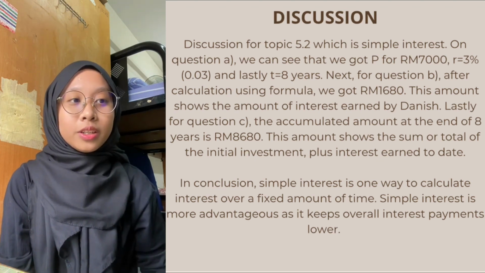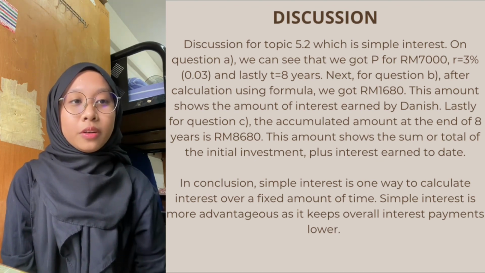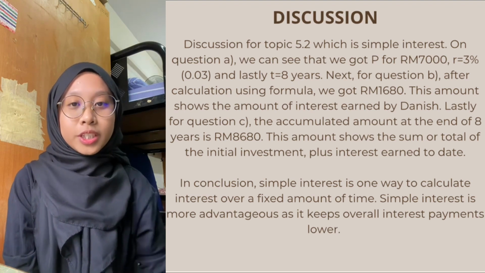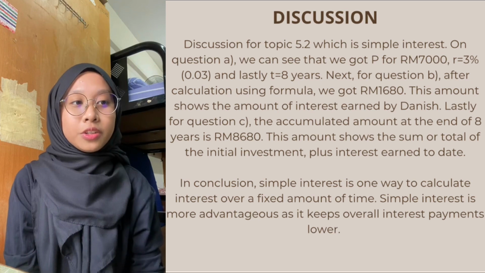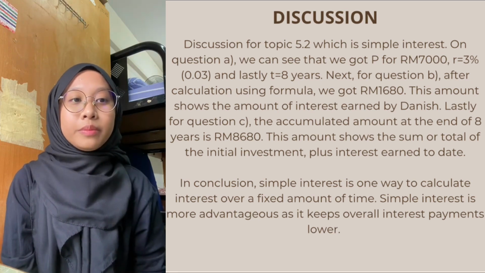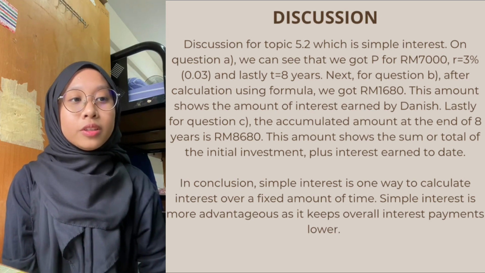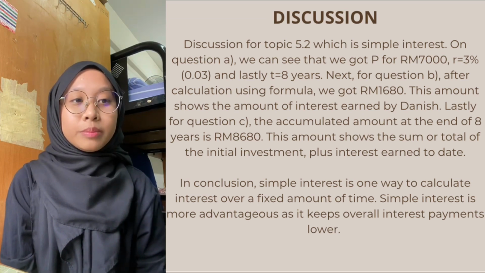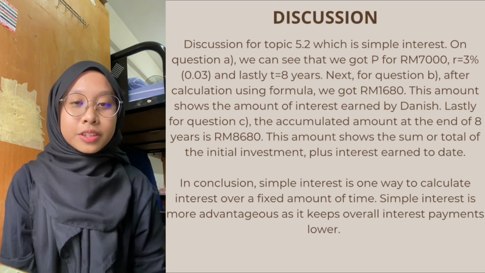So for discussion topic 5.2, which is simple interest. On question A, we can see that we get P as 7,000. R, the rate, is 3%, which is 0.03, and lastly T is 8 years. Next, for question B, after calculation using the formula, we get 1,680. This amount shows the amount of interest earned by Danish.